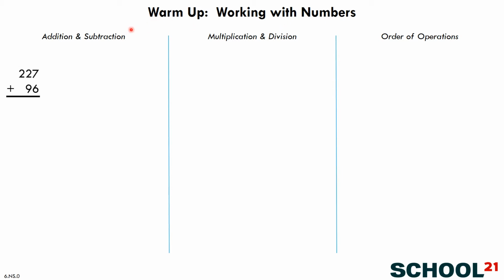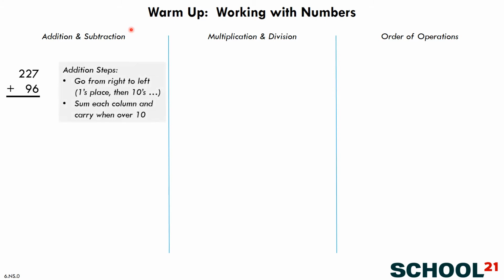So let's do an addition problem here, and let's just remind ourselves what the steps we do with addition are, okay? So the first thing is you go from the right to the left. So we're going to be starting over here in the ones column, or if there are decimals, you would start just as far over to the right as you can, and then you move to the left. And then what you're going to do is sum up each column, and you're going to carry when there's a number over 10. Sound familiar? Yeah. Okay, good.